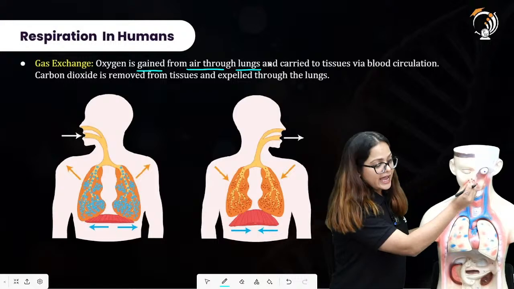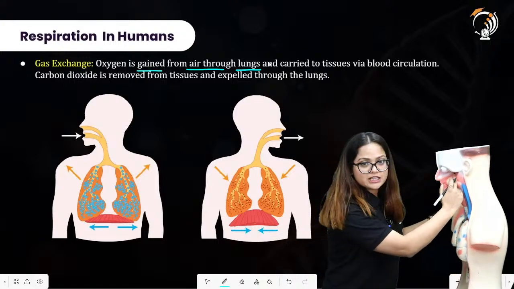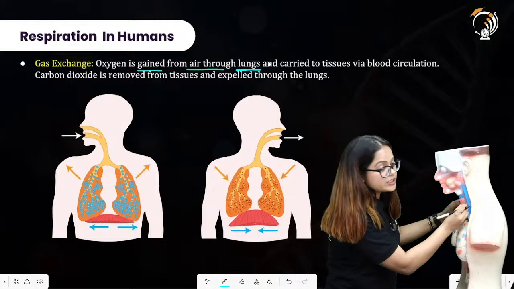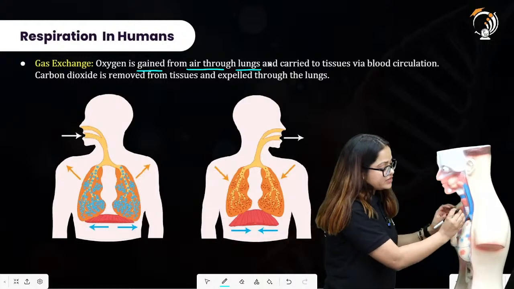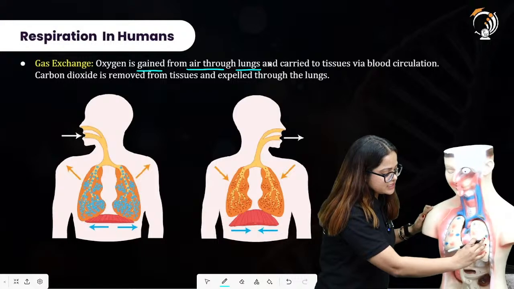The air has traveled from the nostrils to the nasal passage. Then it is traveling to the trachea. The trachea is now distributing the air to both of these lungs.